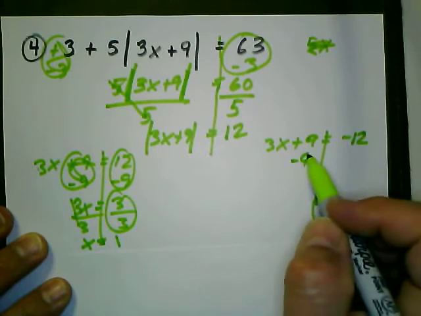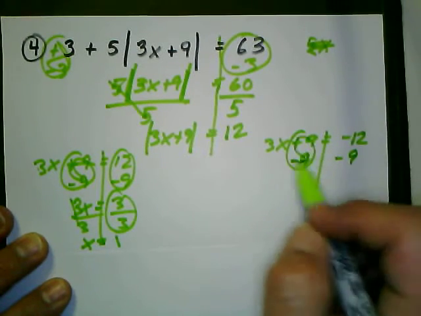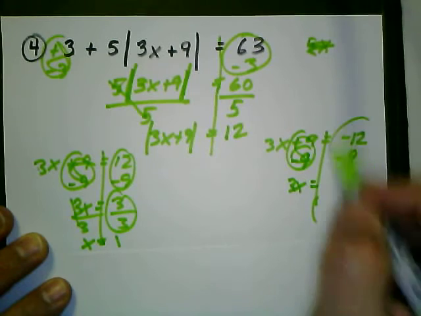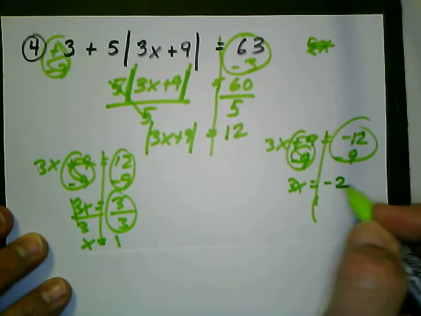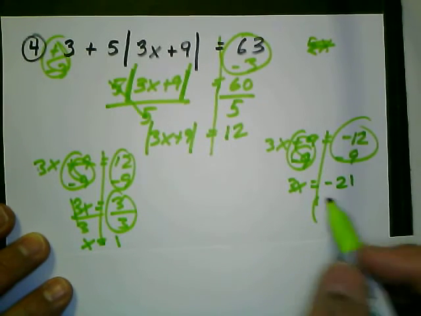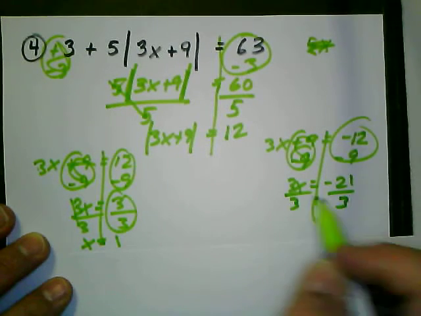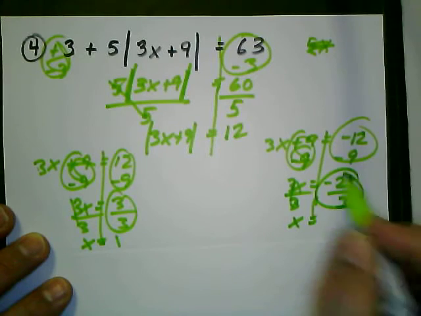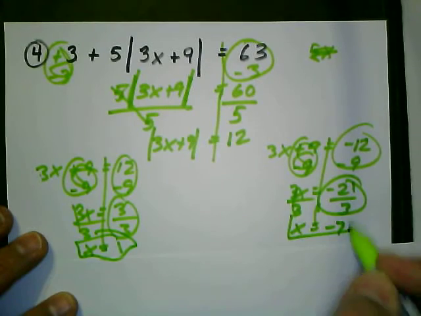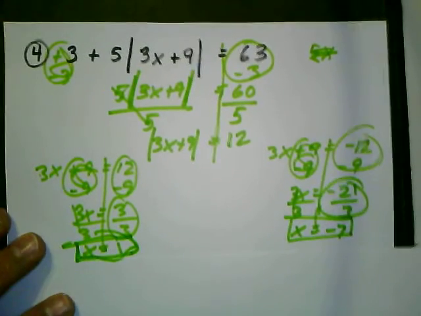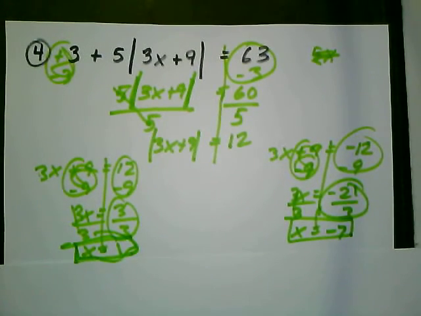Same thing over here. Subtract by the 9. We have 3x equals, and negative 12 and negative 9 would be negative 21. Divide by 3. X equals negative 7. And we have one here that is not a usual one. We don't have a fraction, but it works out.